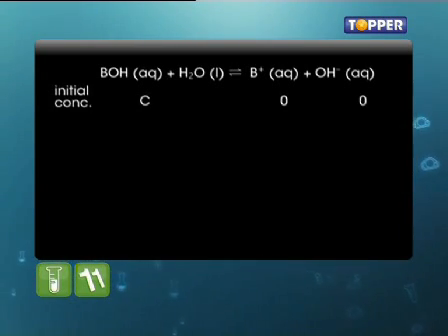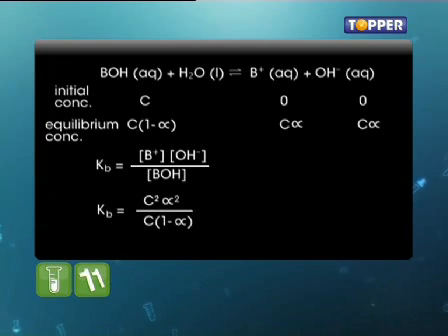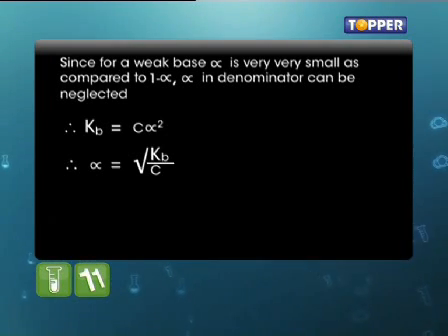Let the initial concentration of BOH be C moles per liter and degree of ionization alpha. Now, the equilibrium concentration of BOH will be C(1 - alpha), and that of B+ and OH- will be C alpha. Substituting the values in the expression for Kb, you will get the value of degree of dissociation as square root of Kb divided by C.